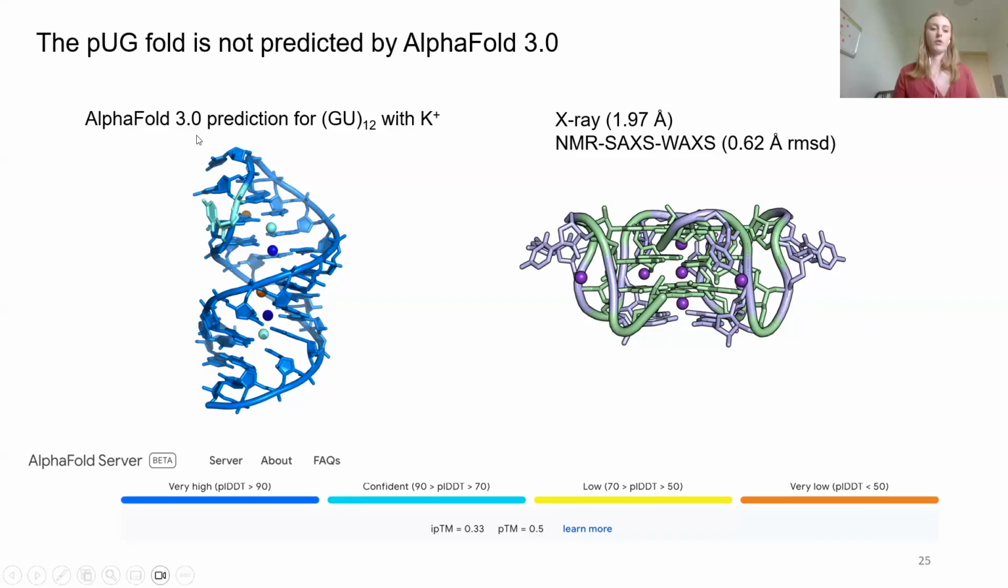Here I'm showing AlphaFold 3, which has the advantage of being able to add potassium ions as a ligand. We can see the structure that it's predicting for GU12 with potassium ions, and we can see that it's not quite correct. The structure is very different from the actual structure of the PugFold.